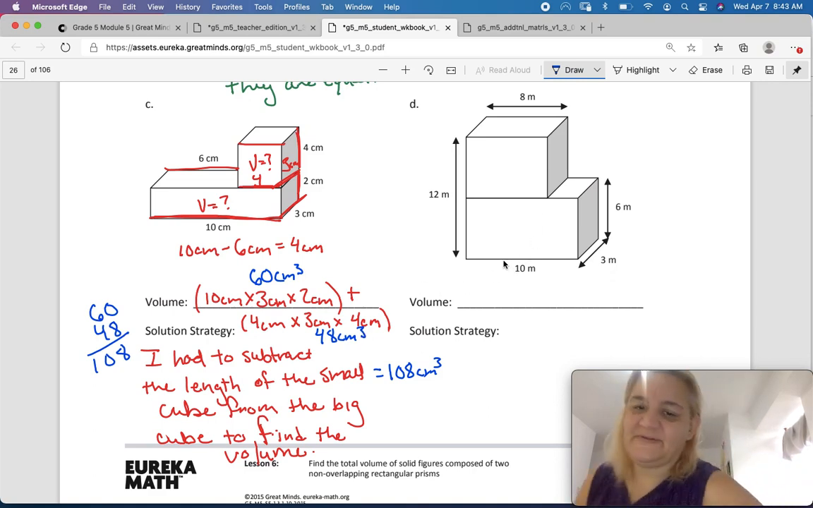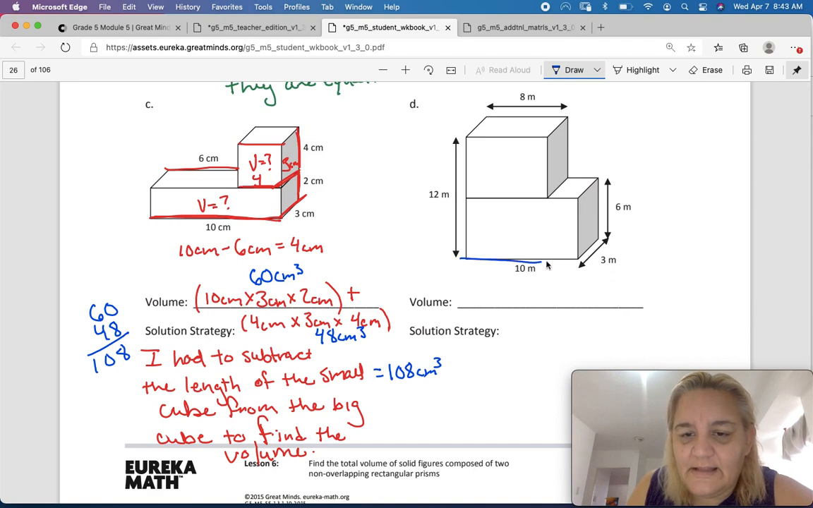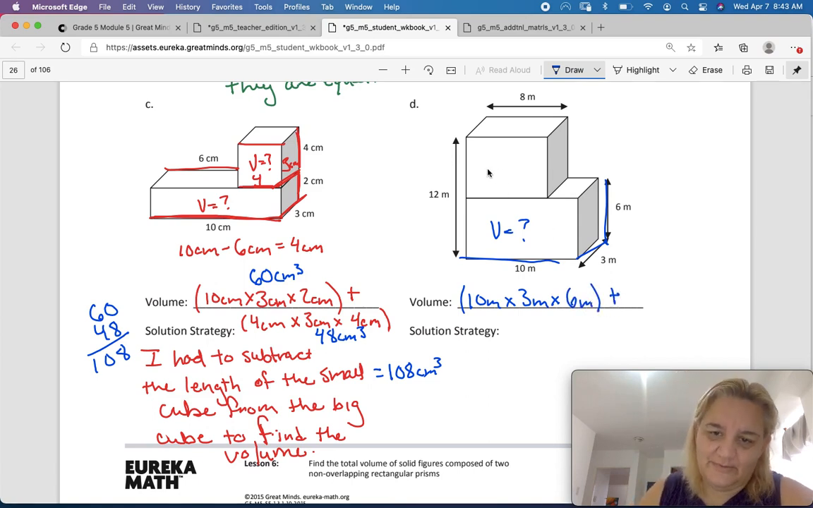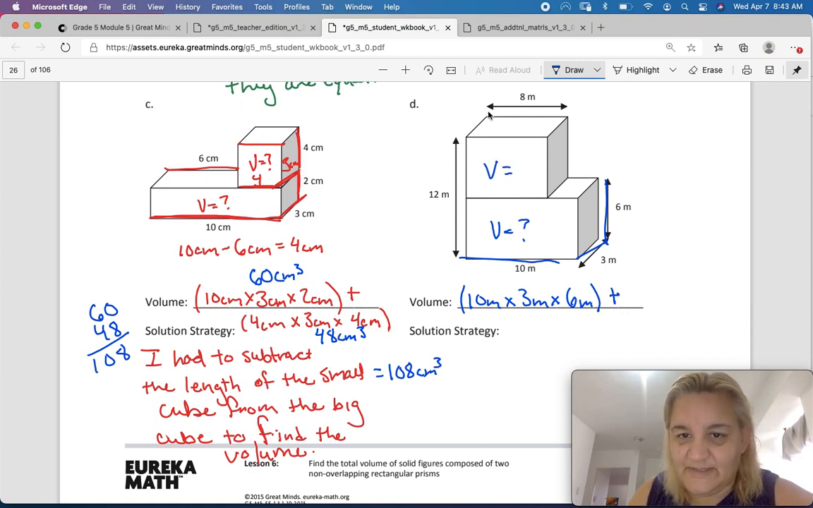Okay, last one for this page. Here I've got the length, the width, and the height. So for this one is going to be easy. That's going to be 10 meters times 3 meters times 6 meters. And then I have to add the volume of the top cube, which is going to be 8 centimeters here. I'm sorry, meters. 8 meters. That's the length.